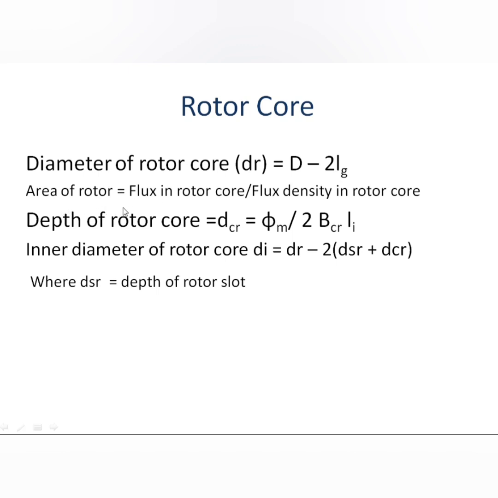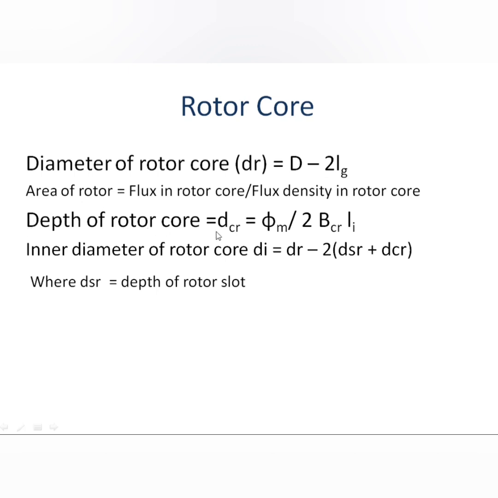Hence the area of the rotor will be nothing but the flux in the rotor upon the flux density. We are using the formula for flux density, which is nothing but flux per unit area. So once we know the flux as well as the flux density, then the area of the rotor can be calculated. Flux density basically is taken as the maximum flux density of the rotor core material. So whatever core material we are going to select will give us the maximum value of the flux density, and since we know the MMF, we can easily calculate the flux in the rotor core. So based on that, we can calculate the area of the rotor.